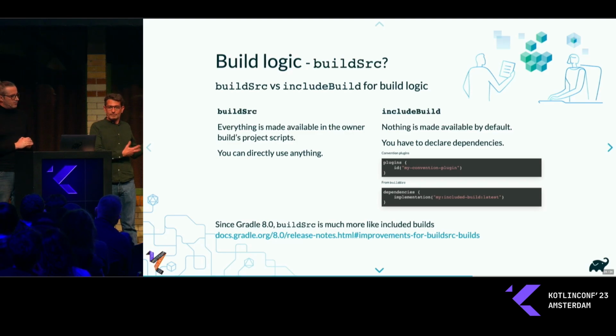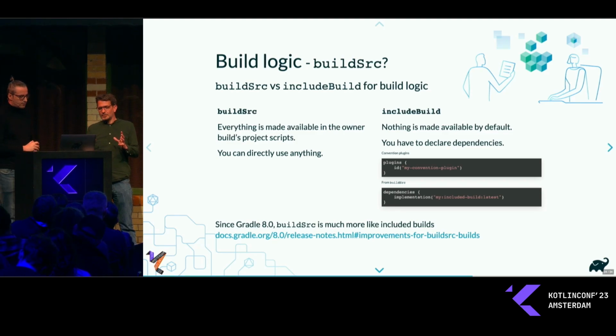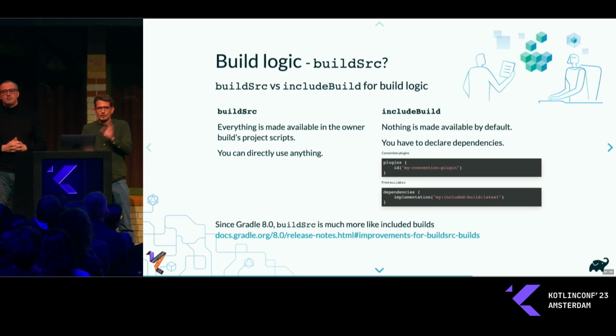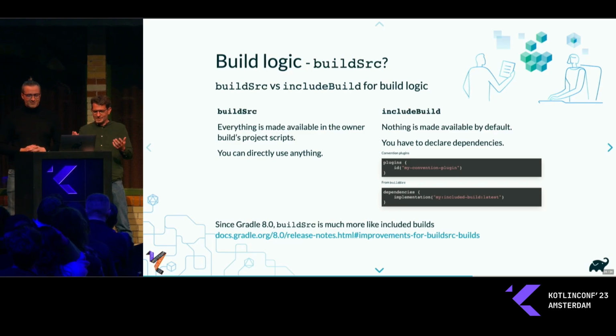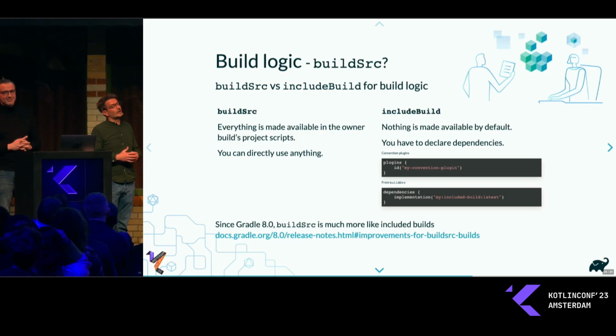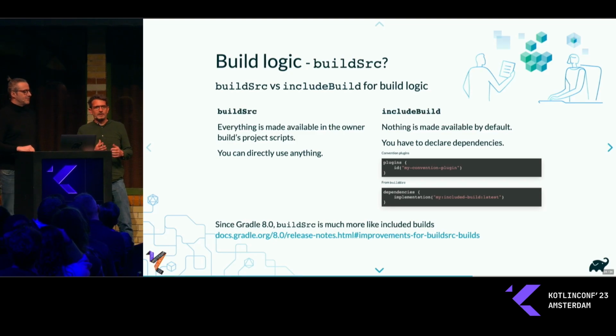BuildSrc, as we've seen so far, is the way to share build logic in a build. But you could also extract all your build logic into an explicit included build, not use BuildSrc, use the name you want, and do that. That's two ways. We have been discussing the pros and cons with folks, and so we wanted to explain a little bit what's the main difference between the two.